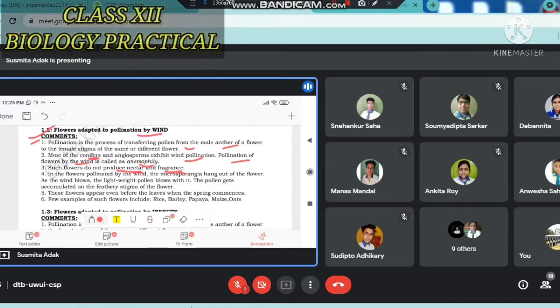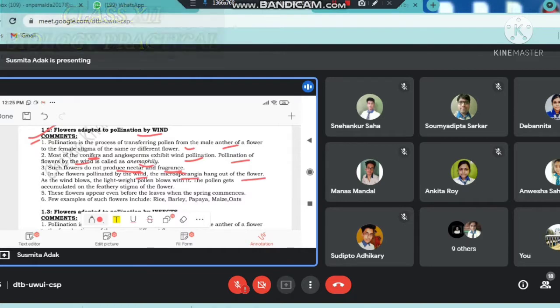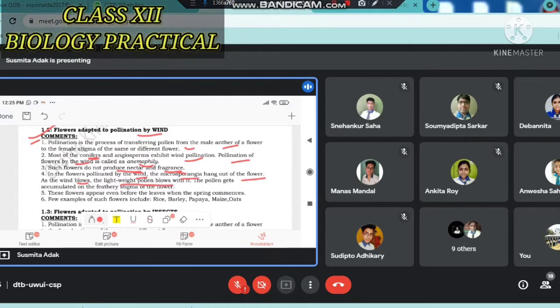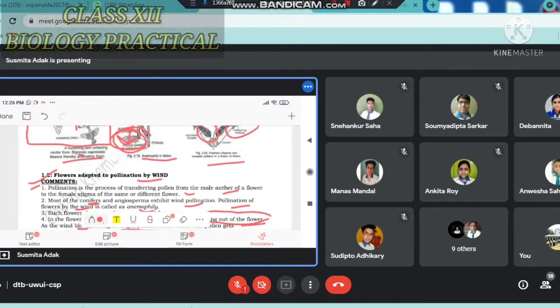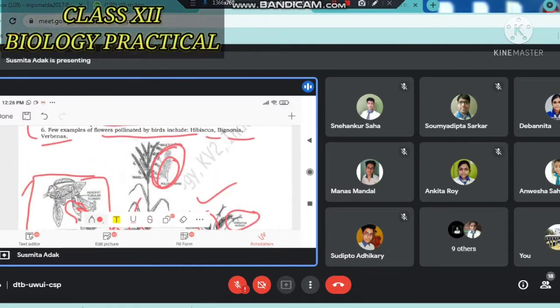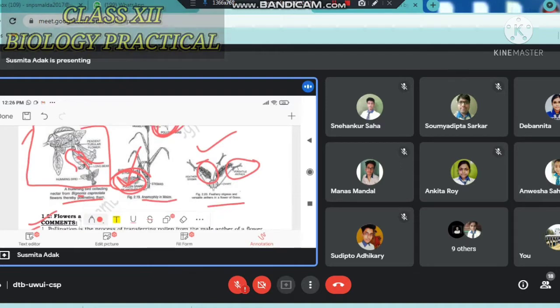In the flowers pollinated by the wind, the microsporangia hang out of the flower. As the wind blows, the lightweight pollen blows with it. The pollen gets accumulated on the feathery stigma of the flower. So, in this type of flower, the microsporangia will hang out of the flower, like this picture. Microsporangia will hang outside the flower.